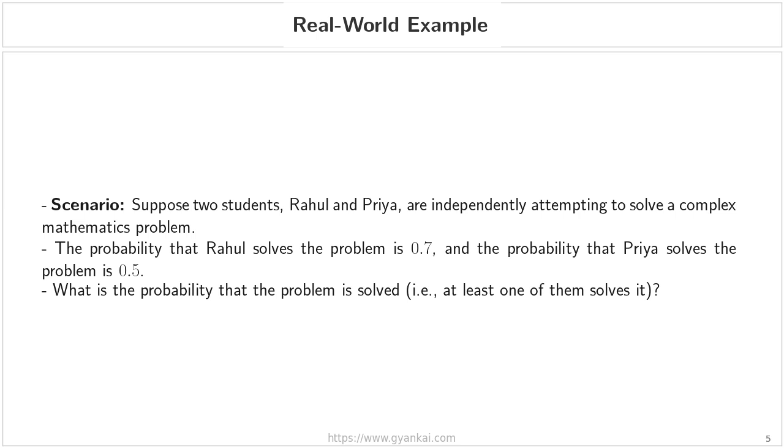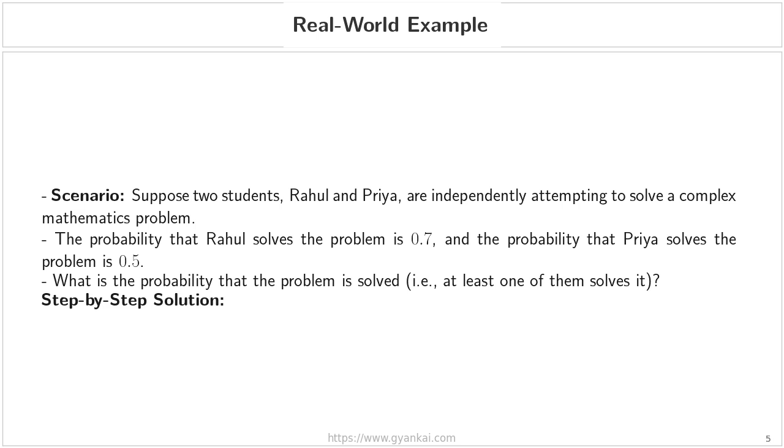Real-world example. Imagine a scenario where we have two students, Rahul and Priya, both working independently to solve a complex mathematics problem. We are given that the probability of Rahul solving the problem is 0.7, and the probability of Priya solving it is 0.5. Our goal here is to find the probability that the problem is solved, which, as we discussed in the previous slide, is mathematically the same as saying at least one of them succeeds.